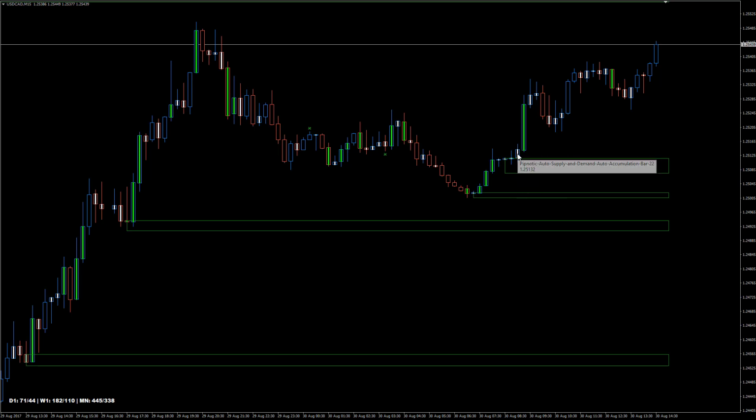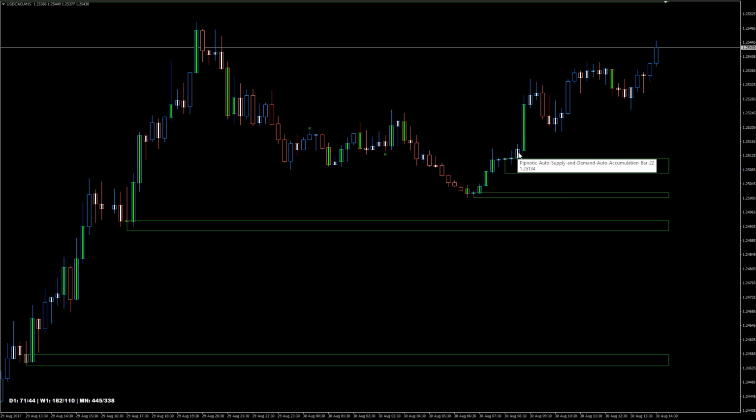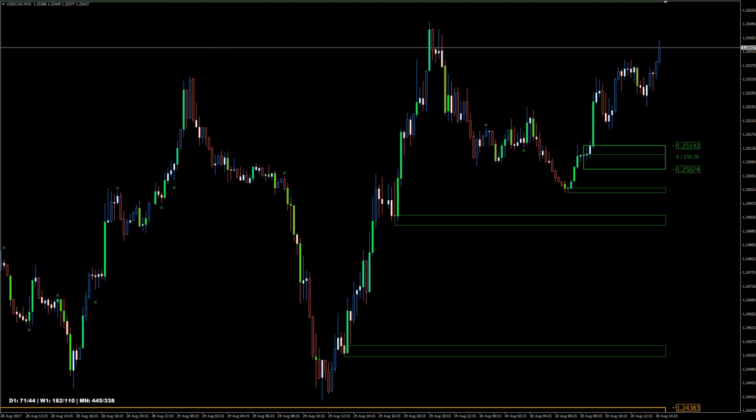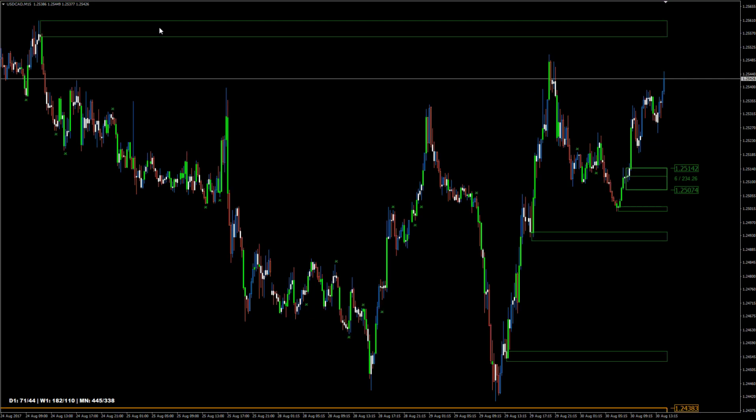Is this an accumulation candle? Yes. Is the body of this candle within range of the previous? Yes, yes, yes, yes. So this area would actually look like this. Now I'm not going to put this trade on because it's on a smaller time frame, which I'm not a big fan of. But I'm going to leave that on, and we can have a look at how price reacts once it gets there.